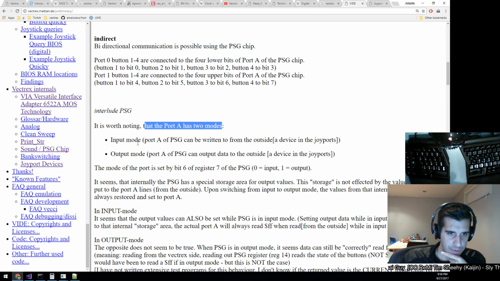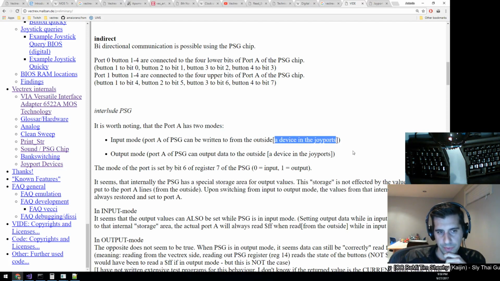Input mode, port A of PSG can be written to from the outside, a device in the joy ports. Or output mode, port A of PSG can output data to the outside, a device in the joy ports. Okay. The mode of the port is set by bit 6 of register 7 of the PSG.